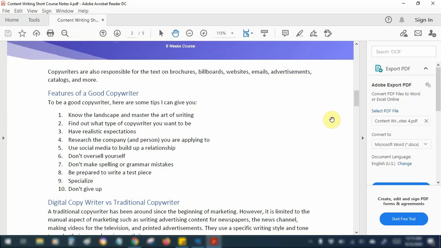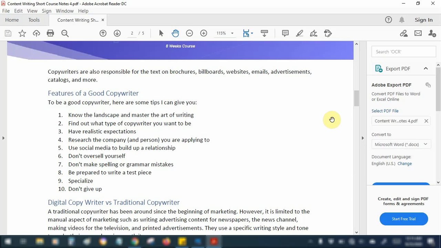Because if you do not, you might end up losing the client. It might be a bit disappointing for you, disappointing for the client. You can always avoid that scenario by actually doing some research on your own. Use social media to build up a relationship. You see, if you are a solo writer, I always recommend creating a social media profile of your own, like maybe a page, and try to build a relationship with potential clients through social media if possible. That's a very good approach.